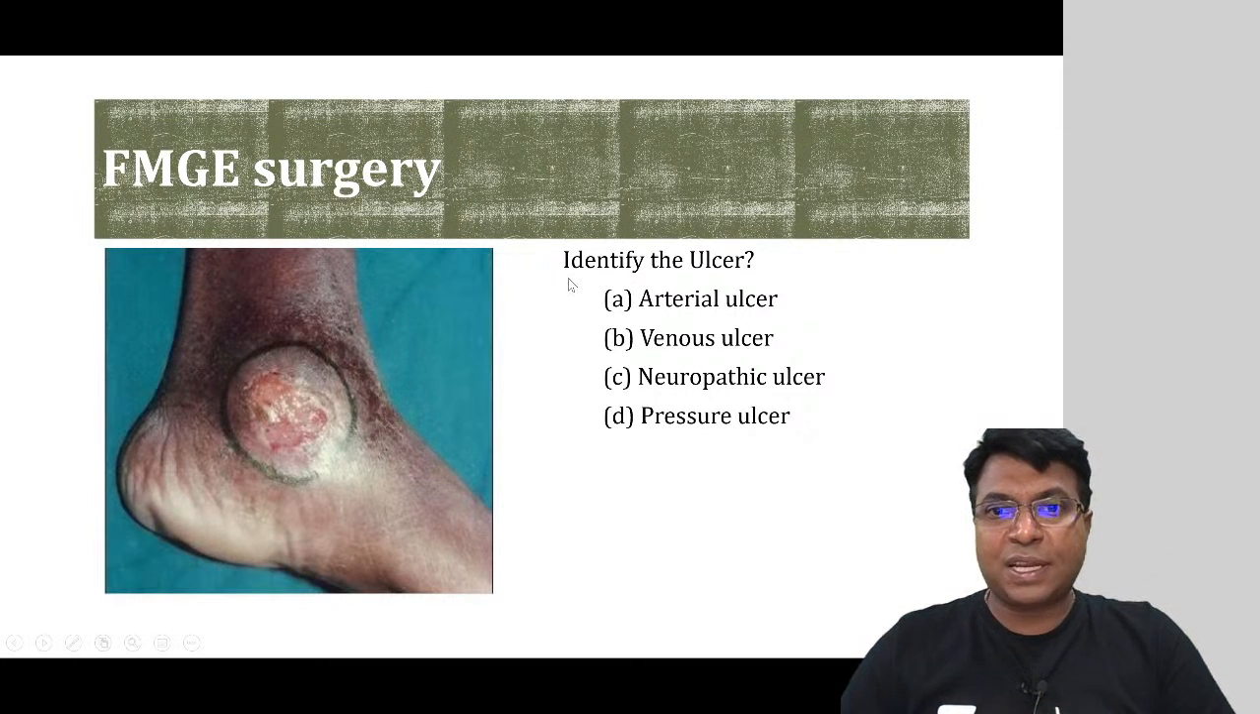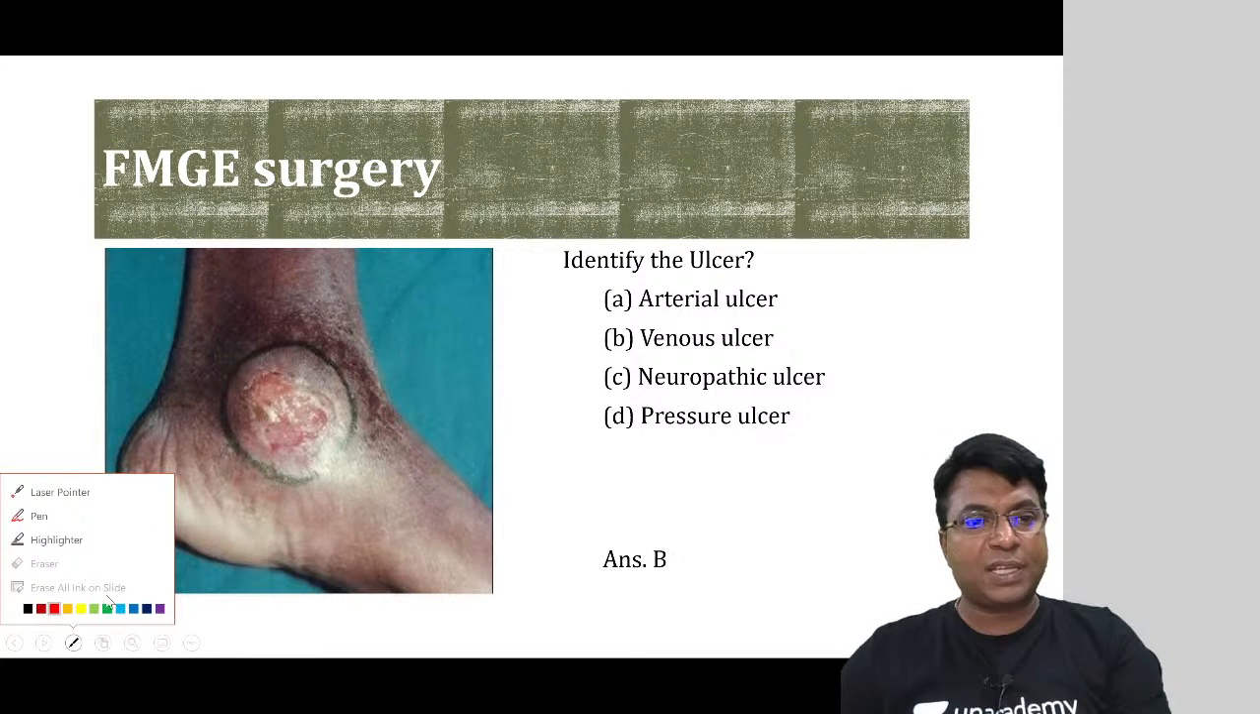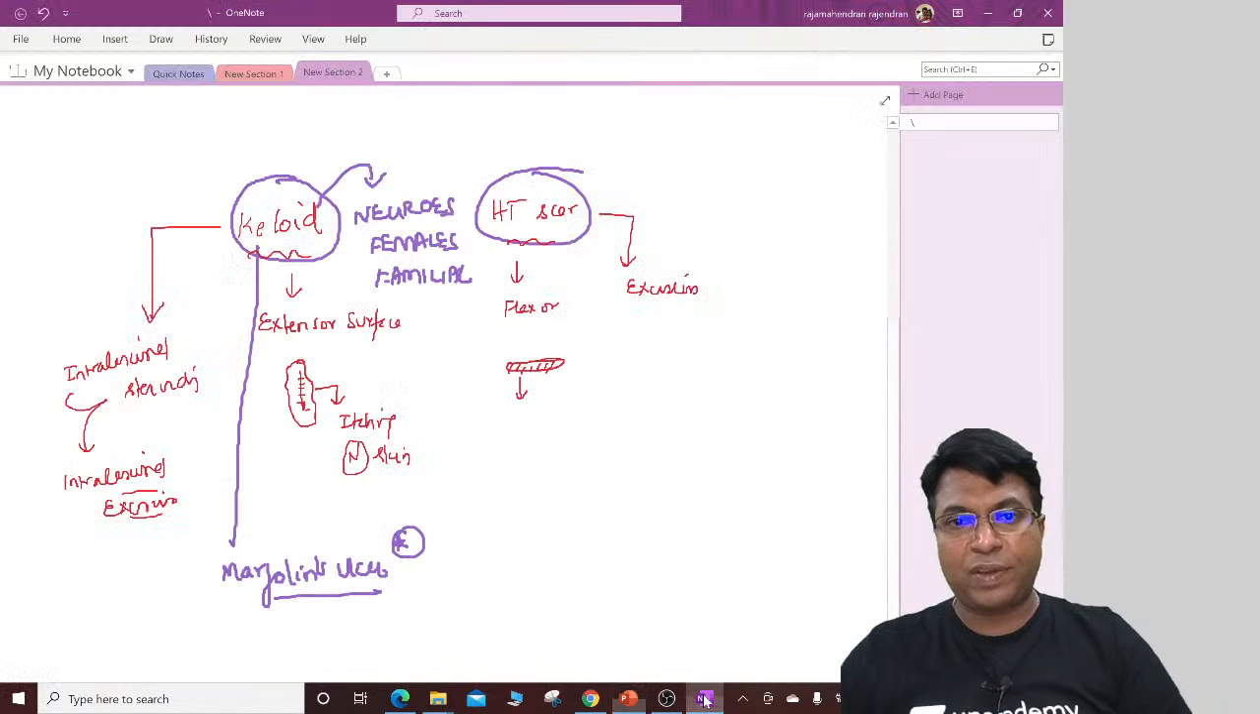So what is this ulcer? Can you identify this ulcer? This is a case of venous ulcer. Please don't forget, this is a case of venous ulcer. Okay, this is very good. That's a venous ulcer. Let us discuss the venous ulcer.